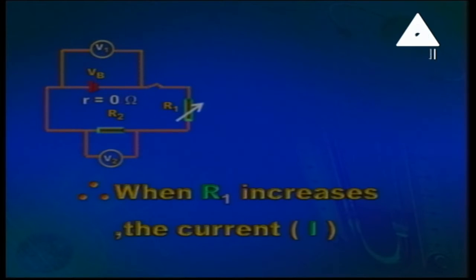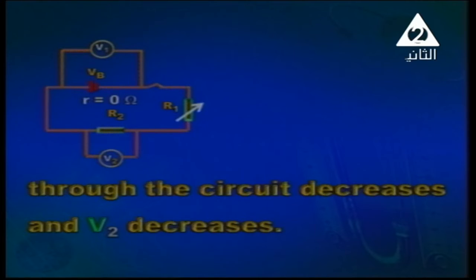Okay. When R1 increases, the current decreases. Okay, so V2 decreases. And what about V1? V1 remains unchanged. Why? Because it is equal to V battery. Why is it equal to V battery? Because the internal resistance is equal to 0.